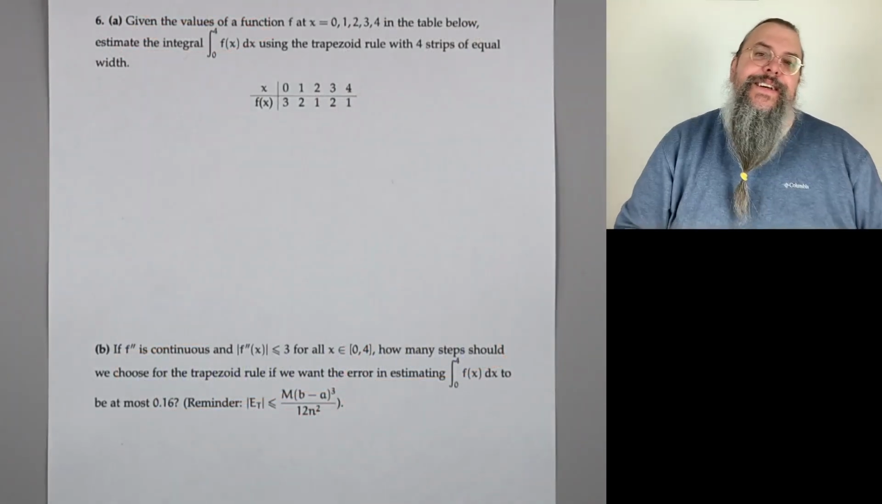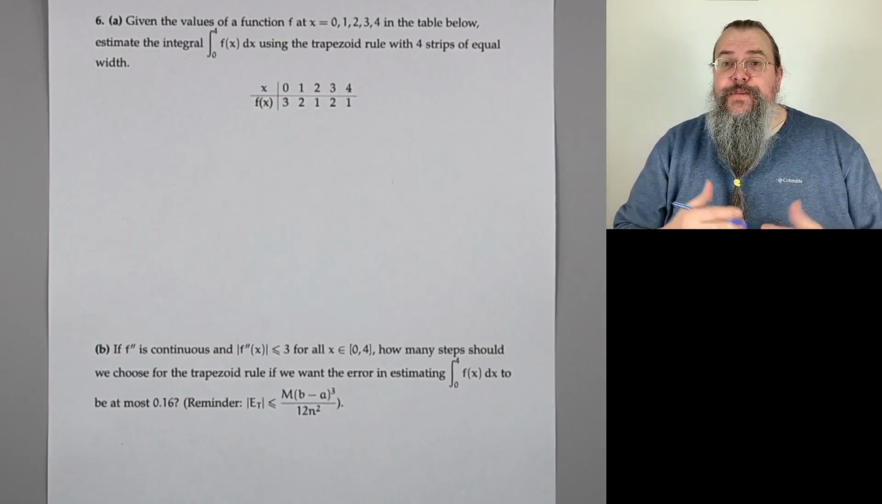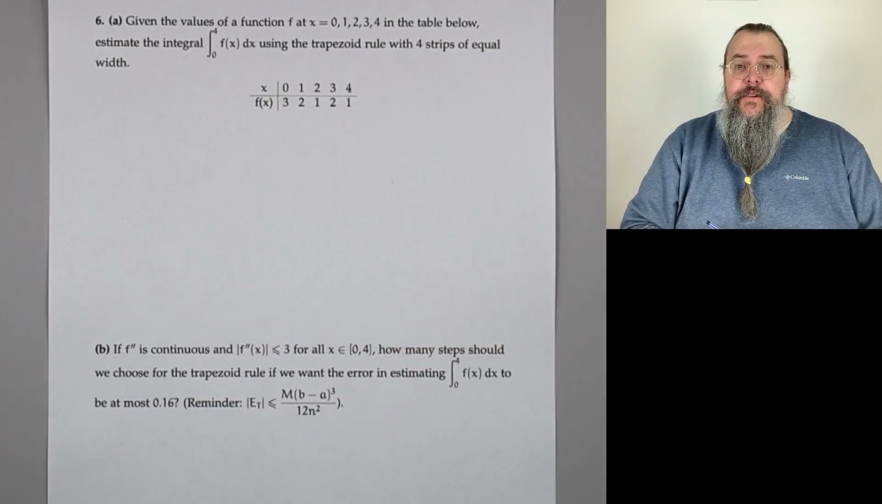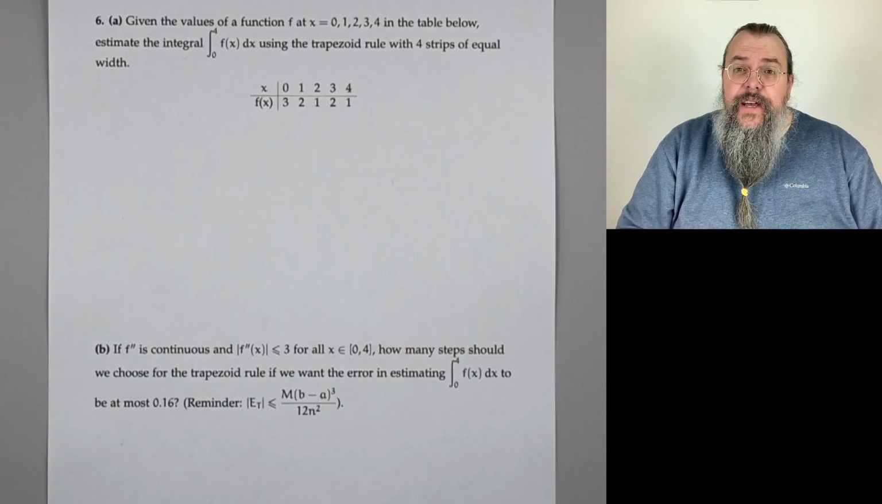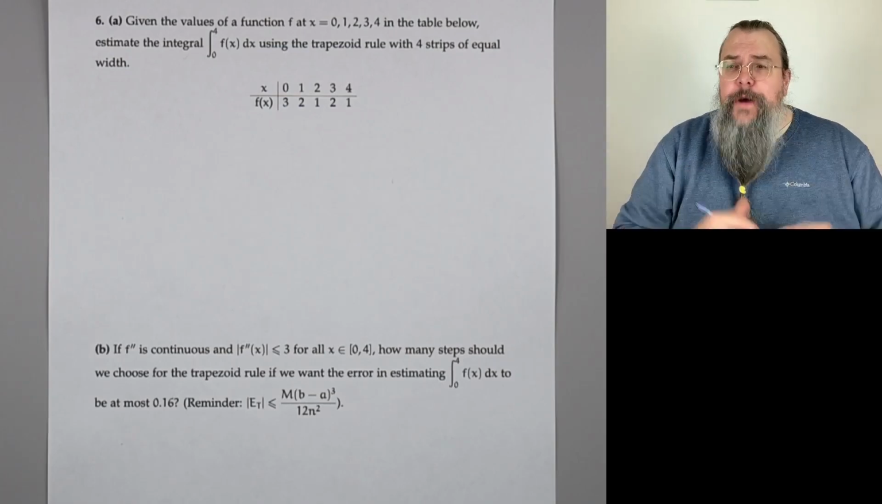Number 6, given the values of a function f at x equals 0, 1, 2, 3, 4 in the table below, so that's our table, estimate the integral 0 to 4 of f of x dx using the trapezoid rule with 4 strips of equal width.